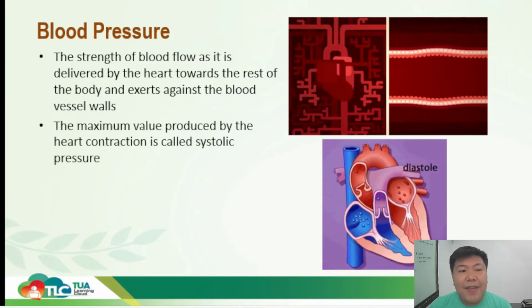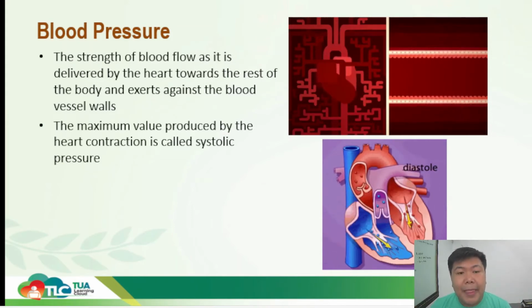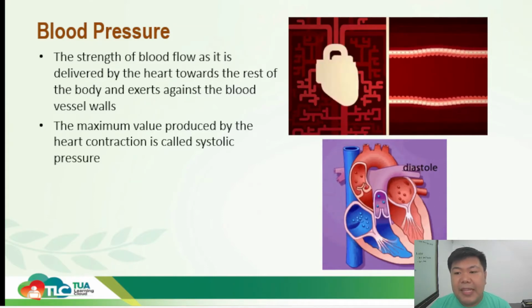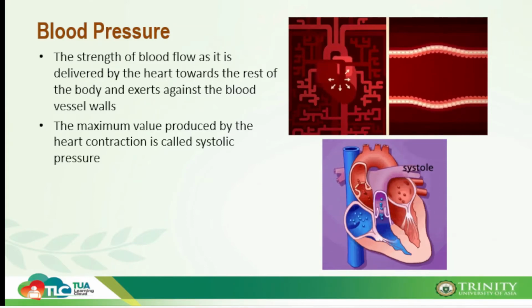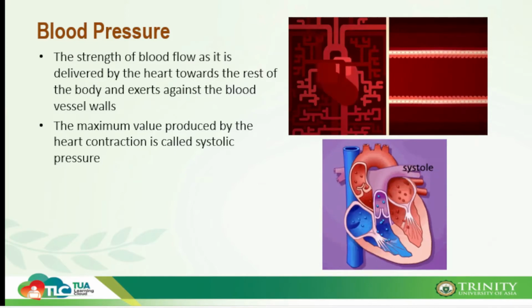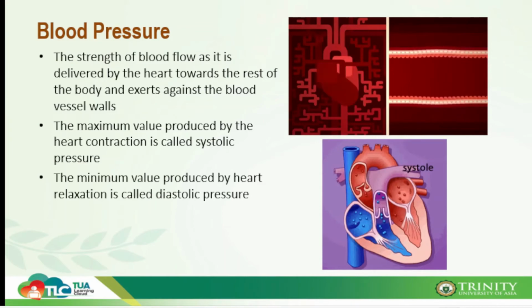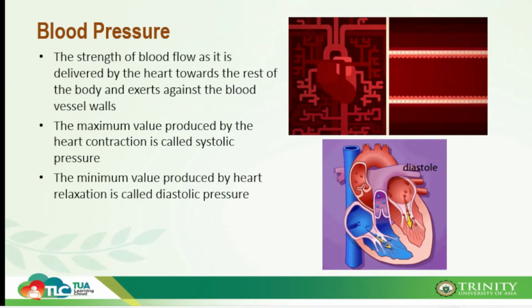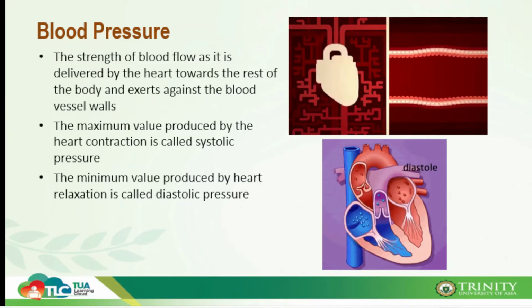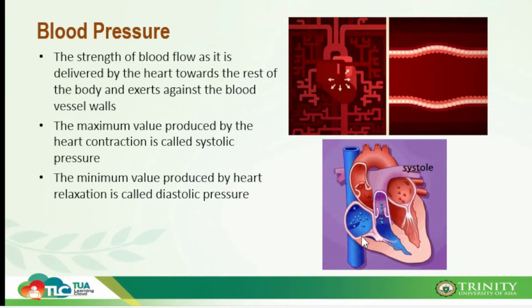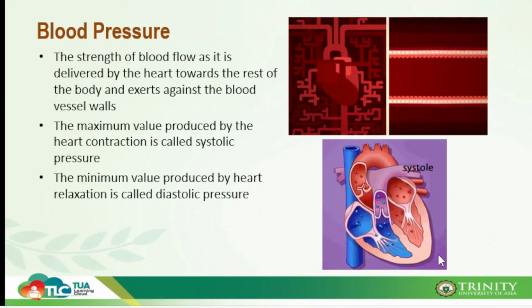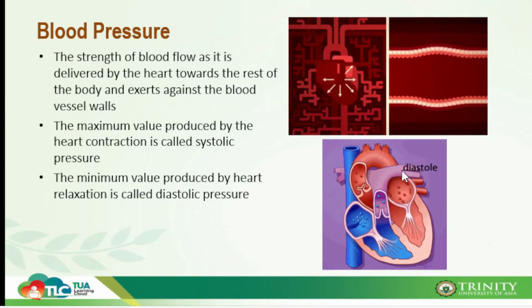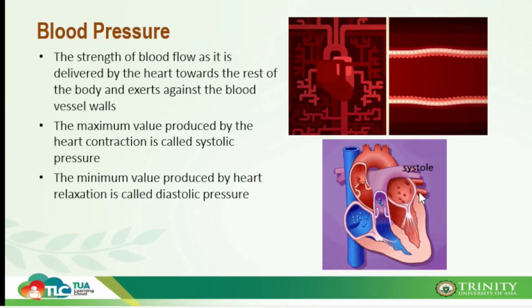The maximum value produced by a single heart contraction is called systole. And as you can see in this GIF image here, systole happens when the ventricles contract. So when the left and the right ventricles contract, that is the highest pressure. Okay? While the minimum pressure produced by the heart during heart relaxation is called diastolic pressure. So when the ventricles are relaxed here, it causes diastole, no? There, the ventricles are relaxed, that's diastolic pressure.